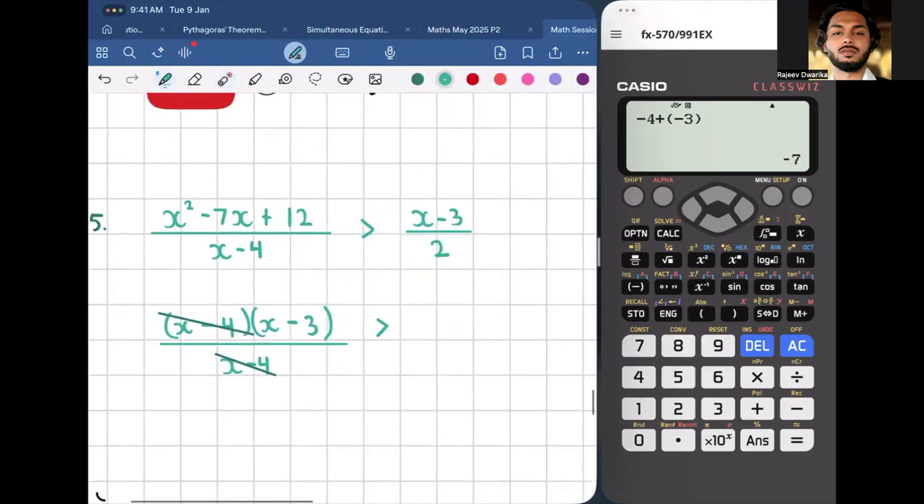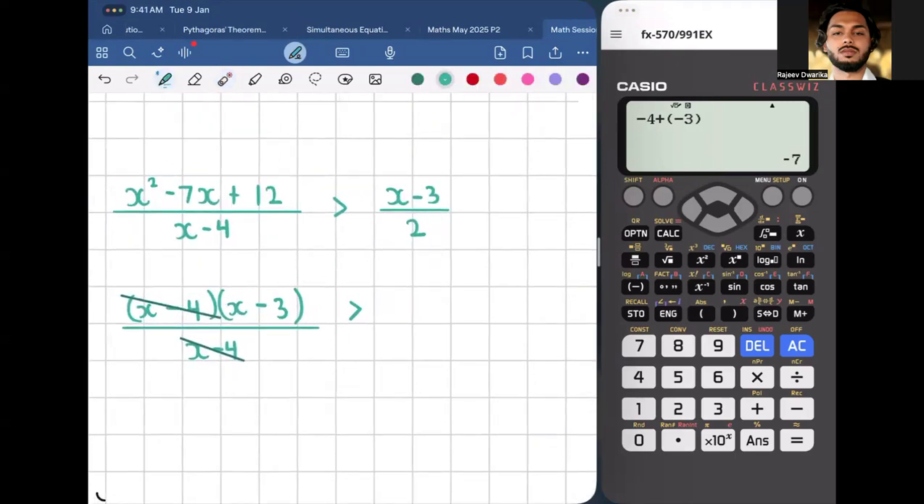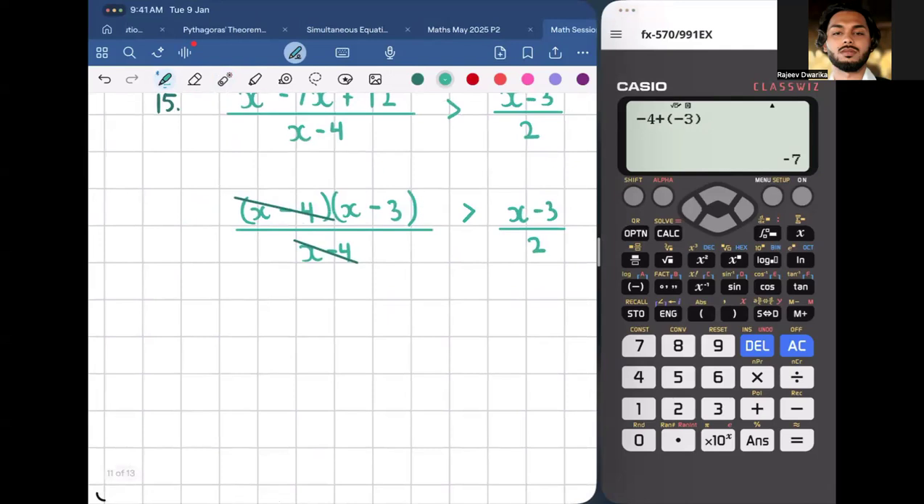So let's continue, right, Vanessa? On the right hand side, we're going to write back the x minus 3 over 2. Could you tell me what I would write in the next line? So Vanessa, the x minus 4 is cancelled. So what's the only thing remaining on the left hand side? X minus 3. Yep, x minus 3. And on this side, you have x minus 3 over 2.